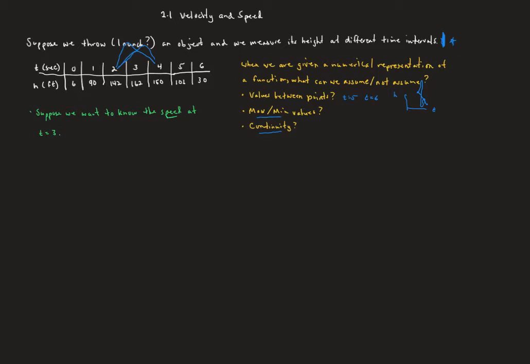Okay, so now let's talk about the speed and velocity thing. Suppose we wanted to know the speed at t equals 3 seconds. Well, we can't really tell what that is here, but what we can do is look at an average. We're going to consider first an average velocity, and then we'll talk about how speed and velocity are related.